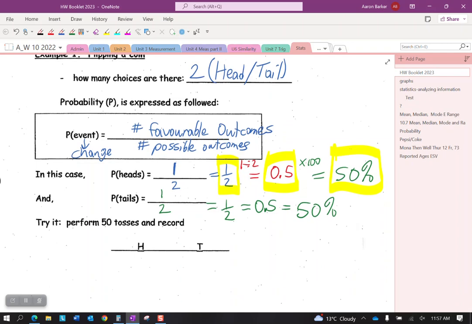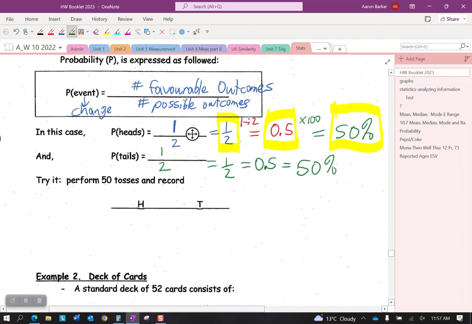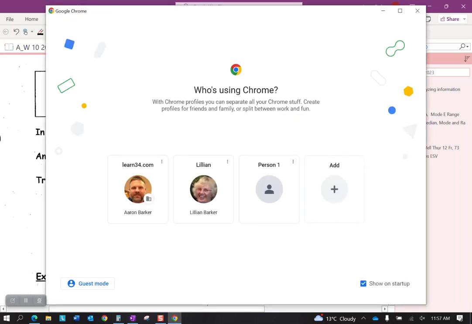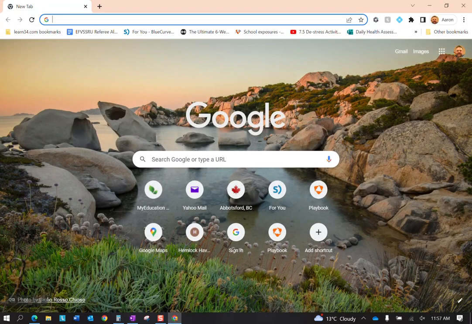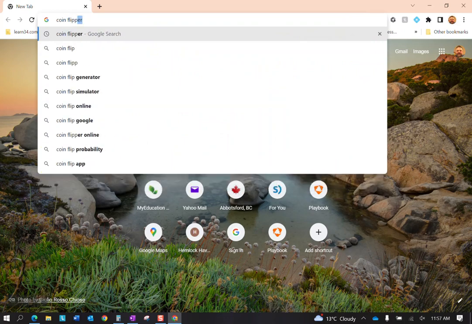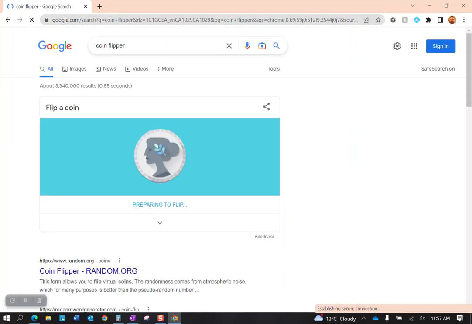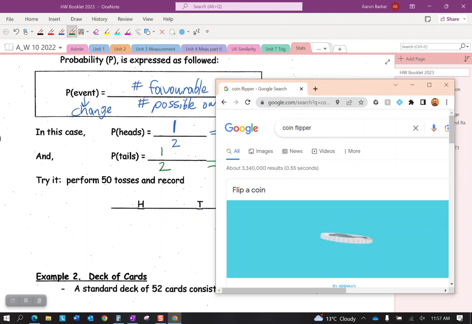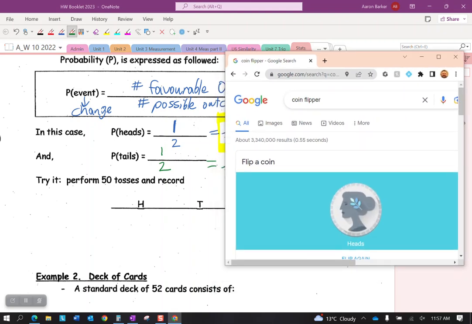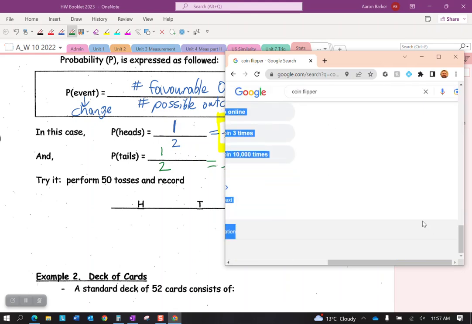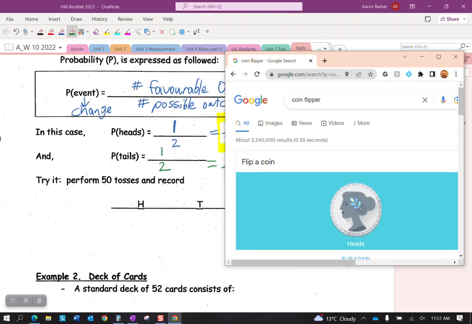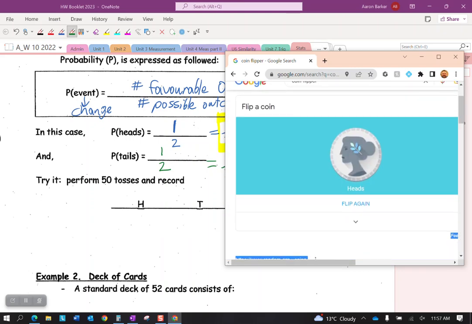Okay. Now let's see how well this works. Let's pull up a coin flipper here from the internet. Okay. And so you'll go coin flipper. Boom, this one works good. We'll do this. All right. So anytime I flip the coin, you want to mark down the result, and we're going to see if we get 50-50. Okay, you guys ready? All right, so flip.